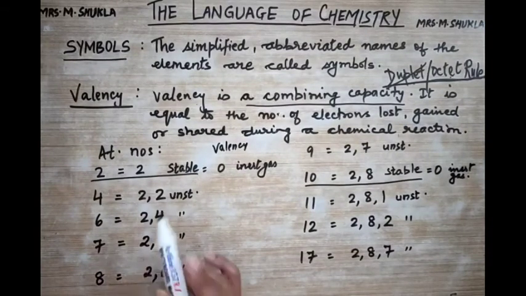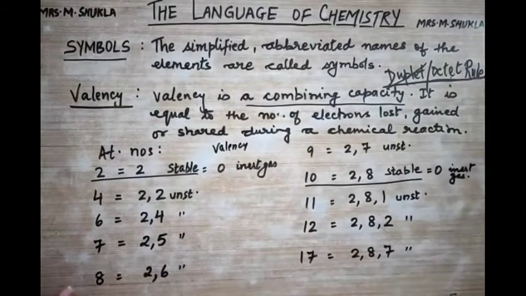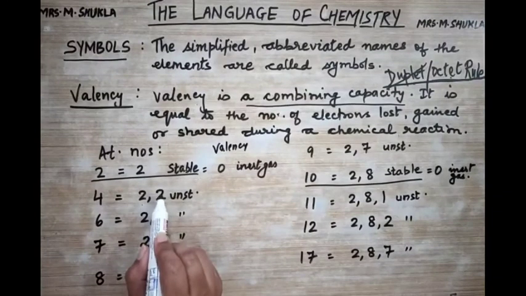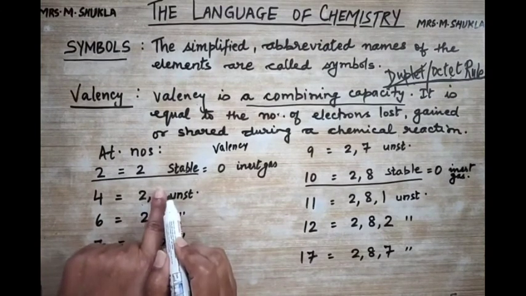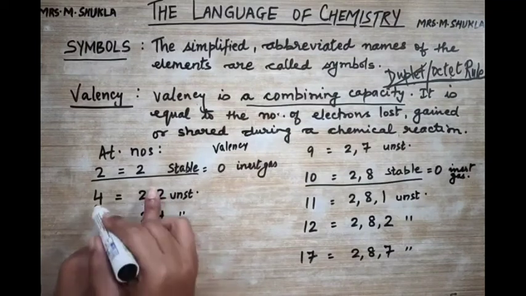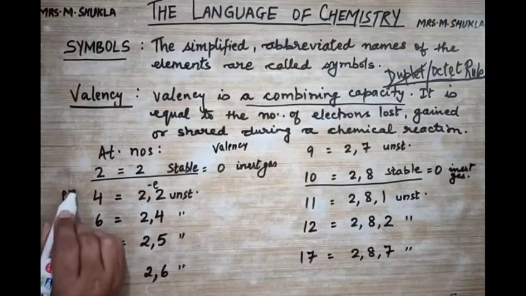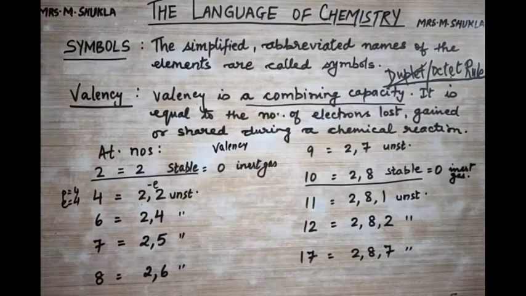So let's see this now. Now to become stable, what will it do? It should either follow the duplet rule or it should follow the octet rule. So to follow the octet rule, it has to take 6 electrons. Correct? Which is too much for it. It is better to give away 2 rather than take 6. Fine? So if this particular element gives away 2 electrons, now see here, protons are how many? 4. Therefore, electrons are also 4. Right? Now, during a chemical reaction, what happens?